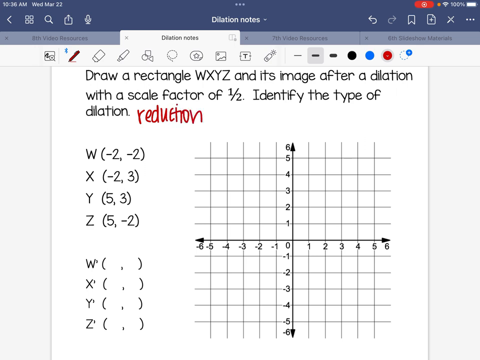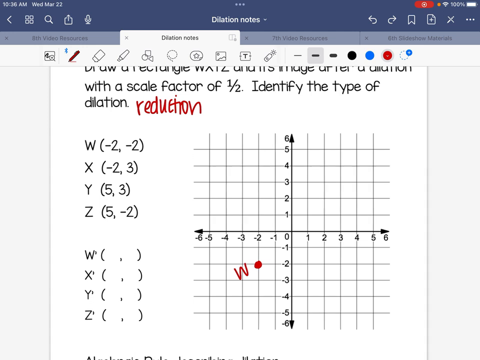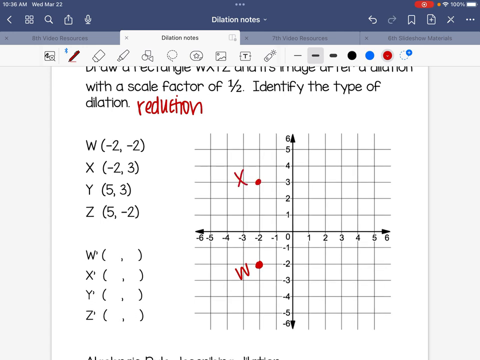And I'm going to plot the points. So (-2, -2), and that is W. X is at (-2, 3). Y would be at (5, 3). And Z would be at (5, -2). So here is our rectangle.